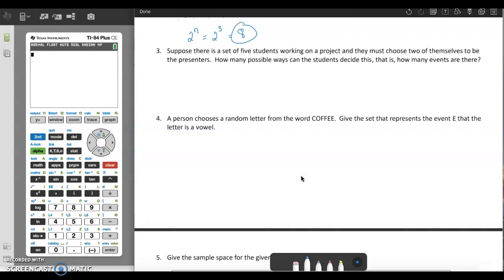Suppose there is a set of 5 students working on a project and they must choose 2 of themselves to be the presenters. How many possible ways can the students decide this? That is, how many events are there?